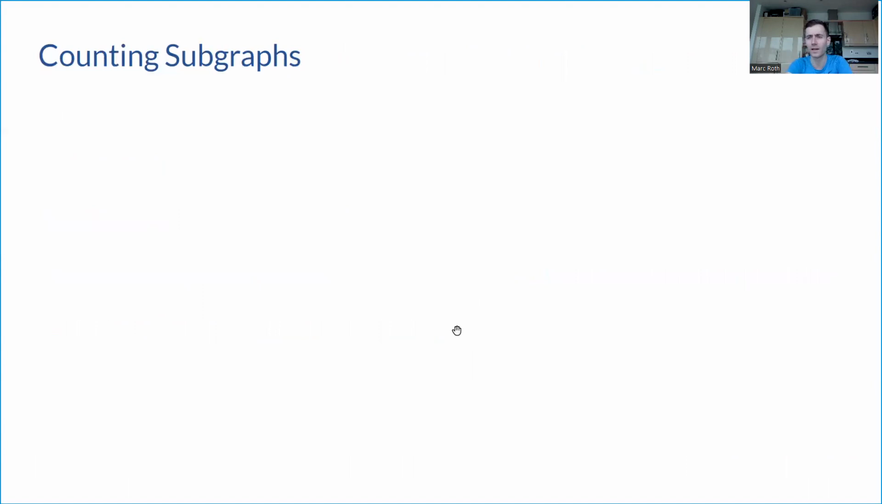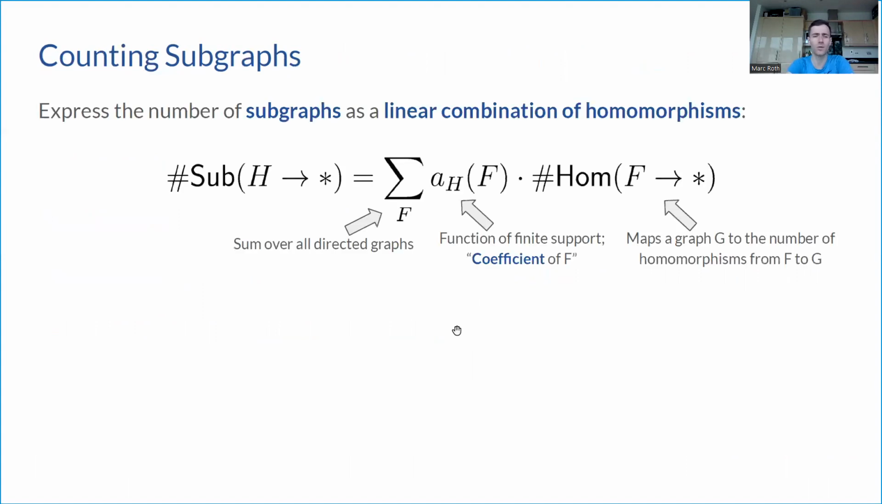Okay, so let us start by counting subgraphs. Keep in mind our setting: we're given directed graphs H and G. H is much smaller than G, and we would like to count the copies of H in G. We also know that G has small out degree. What we do in the first step is to express the number of subgraphs as a so-called linear combination of homomorphisms. We translate this problem into what is sometimes called the homomorphism basis.